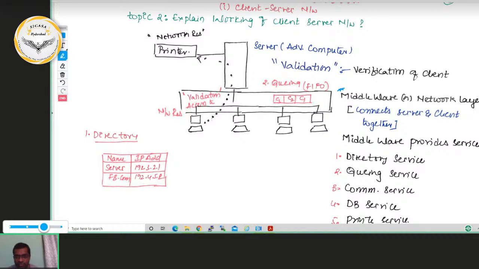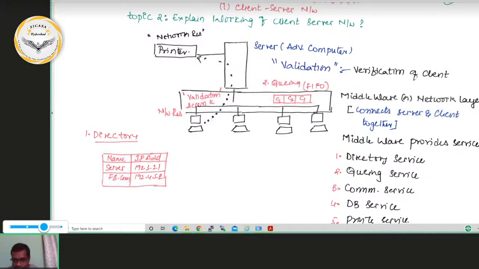Now we are done with 2 topics. What is the first one? The first one is explain about client server network. The second topic is explain about working of client server network. You need to be very careful because between the previous question and this question, only one word changes: working. In the previous question you will not have working; here you will. If you have working, you need to write this answer. If you don't have working, you need to write the definition parts. So this is about client server networks.